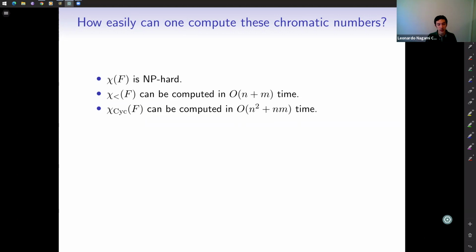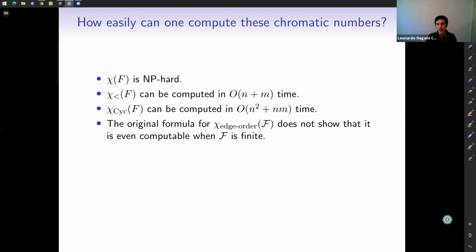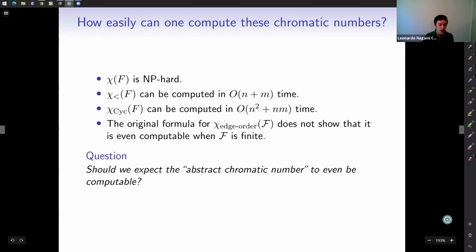But if you look at the edge chromatic number, things look pretty bad. I didn't tell you the formula, but even if you look at it, it's not really clear how you would even give an algorithm to produce that. It's not even about giving an efficient algorithm; you don't know how to give an algorithm to compute this thing. So the question we might ask ourselves is, if that conjecture from the previous slide holds and I can actually construct such an abstract chromatic number, should I even expect it to be computable by an algorithm?